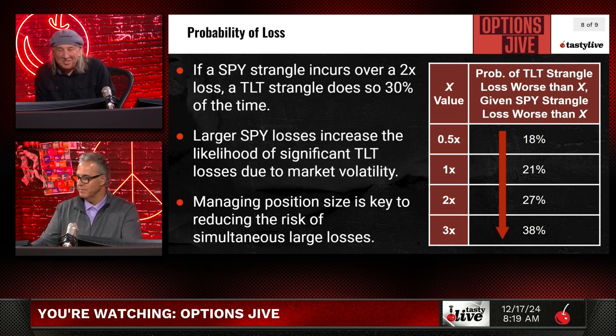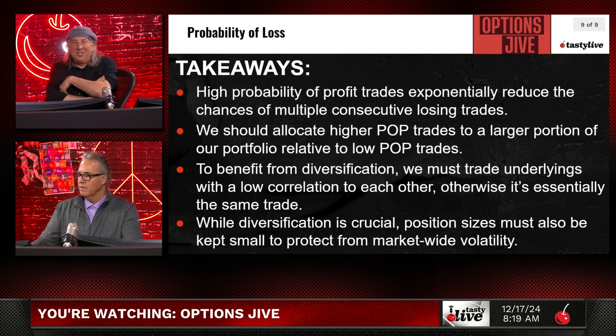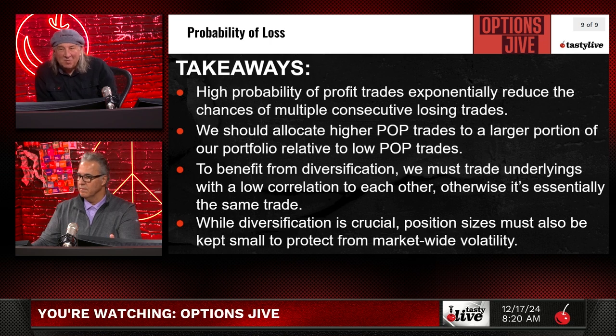Yeah, it's hard. So some of the takeaways. High probability profit trades exponentially reduce the chances of multiple consecutive losses. You want to be up in that 70 range because it really reduces the chances of multiple losses. We should allocate higher POP trades to a larger portion of our portfolio relative to low POP trades. That's kind of common sense-ish. To benefit from diversification, we must trade underlyings with a low correlation to each other. Otherwise, it's essentially the same trade. And while diversification is crucial, position sizes must also be kept small to protect from market-wide volatility. Just what we saw on the last slide.